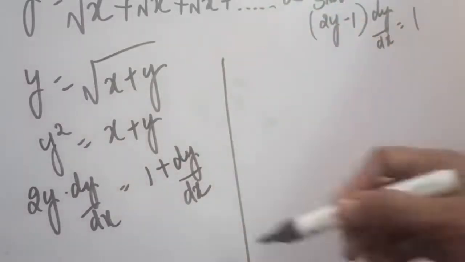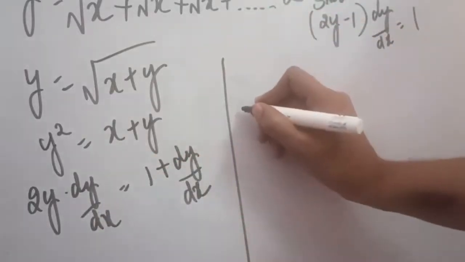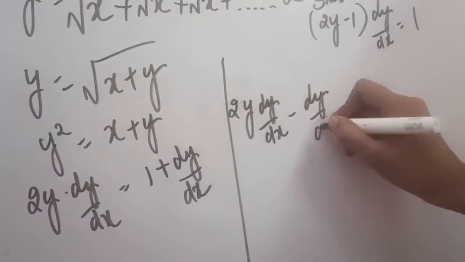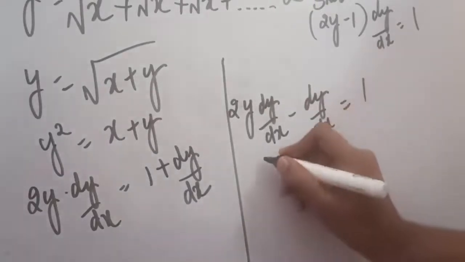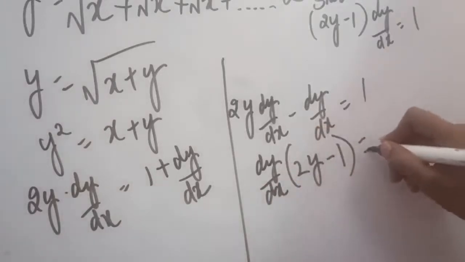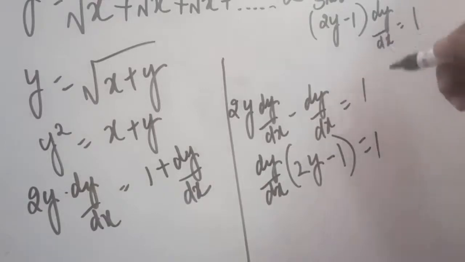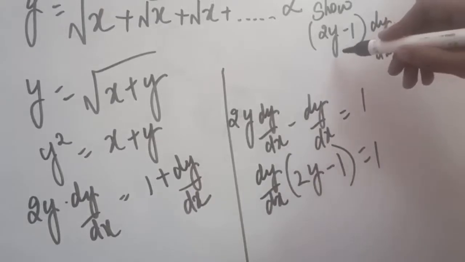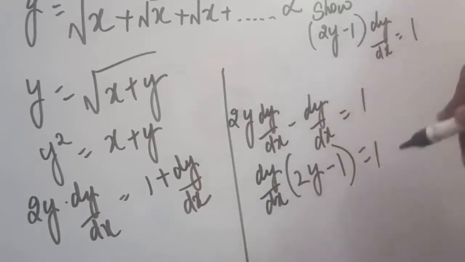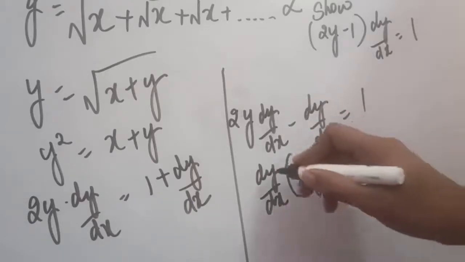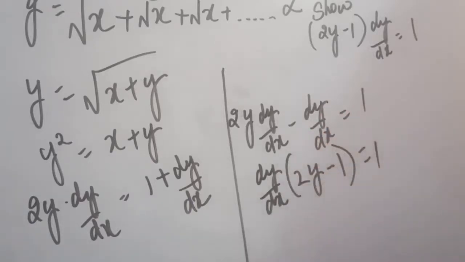So here the terms having dy upon dx will be kept common. 2y into dy upon dx minus dy upon dx, going on the left hand side, is equal to 1. If I take dy upon dx common from the left hand side, it will be 2y minus 1, times dy upon dx, is equal to 1. Correct? This is what has been asked in the question. You had to prove that 2y minus 1 times dy upon dx comes out to be equal to 1. So we have proved it. If dy upon dx would have been asked in this question, I would have taken this portion to the other side, and dy upon dx would have been 1 divided by 2y minus 1.